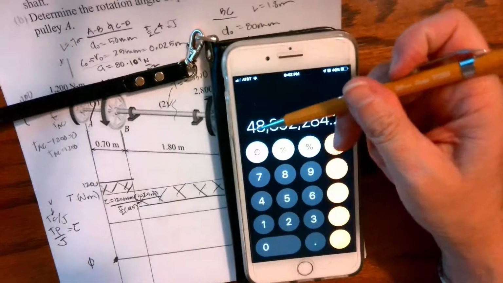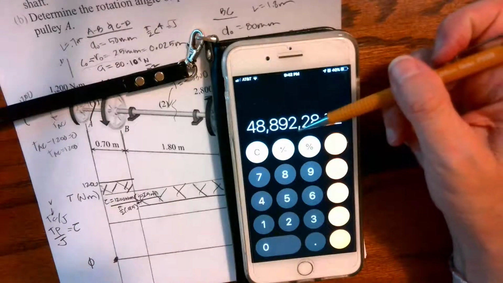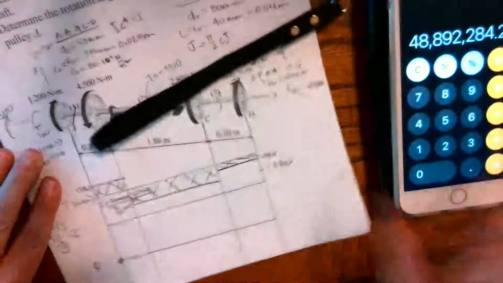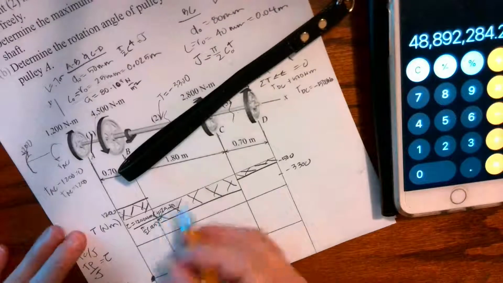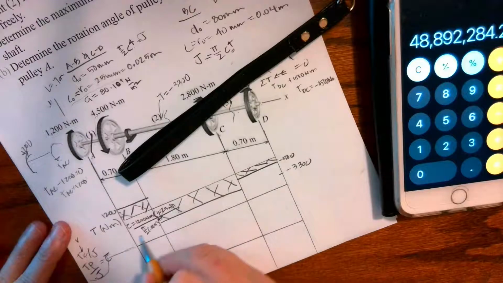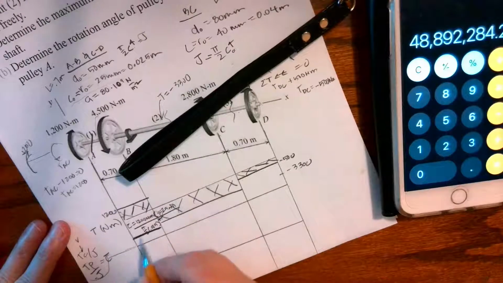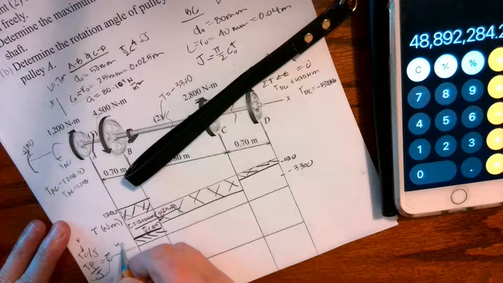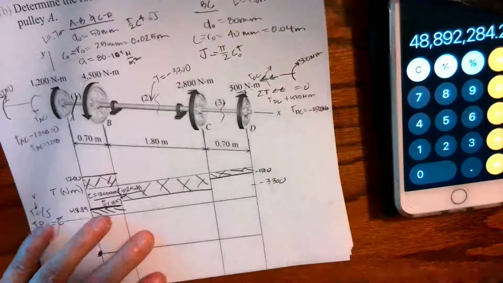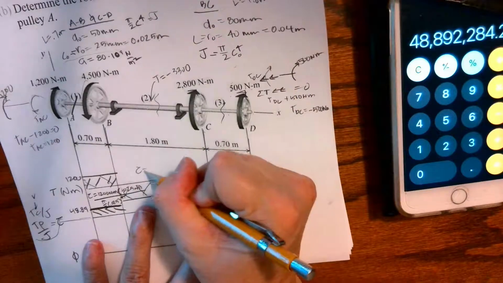So I have 48.89 megapascals. And if I want to draw that on here, for my shear stress, it's positive, and we are at 48.89. Okay, so now I can find the shear stress of this middle part.